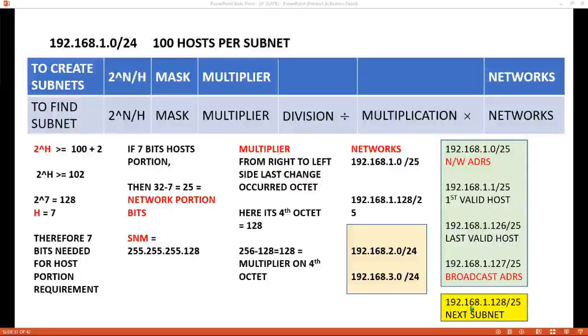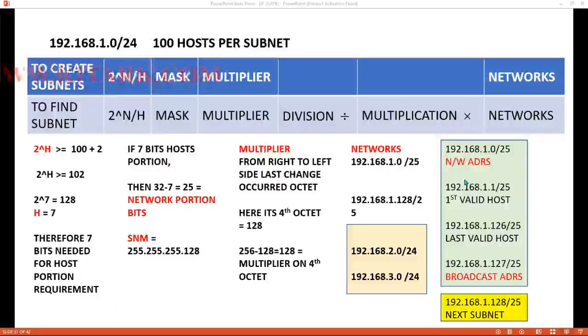Then the last broadcast address can be found by 192.168.1.128 minus 1, which is going to give me 192.168.1.127/25. This is my broadcast address. Then if I deduct again 1 from this broadcast address, I will find the last valid host, which is 192.168.1.126/25. And next subnet I can get 192.168.1.128/25. Okay. So likewise, now I have subdivided the 1.0/24 network and got 100 hosts in this particular subnet.